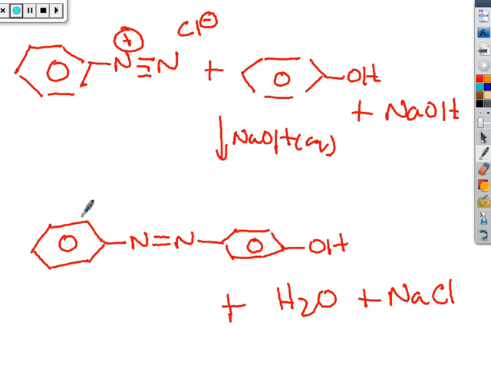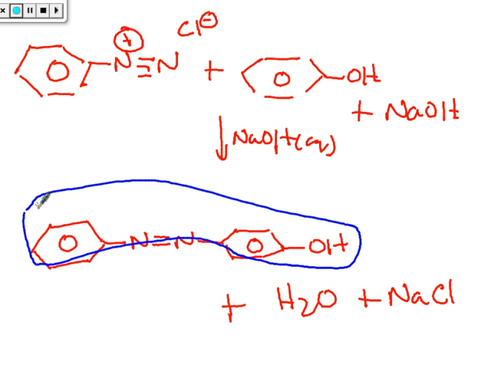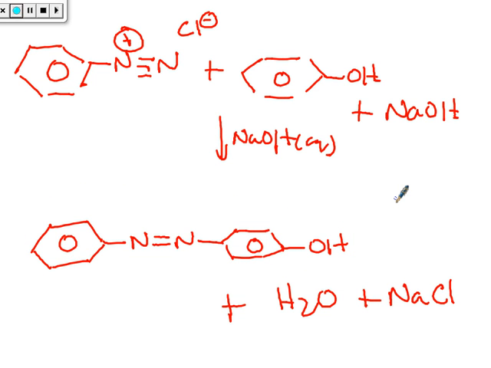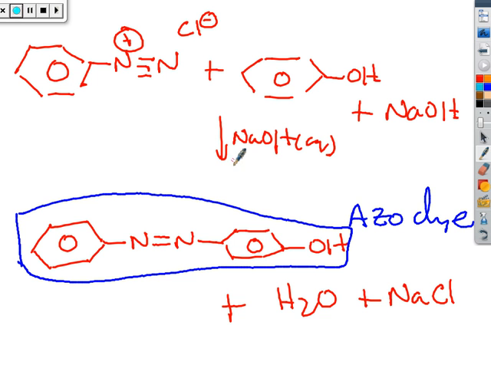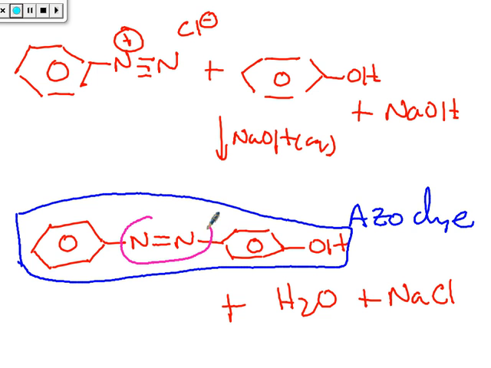This here is your azo dye. And this bit here, this N double bond N, is your azo group. Right, so the important thing to notice is that in your salt it's an N triple bond, and the positive charge is on the nitrogen nearest the phenol ring. In the product it's a double bond.